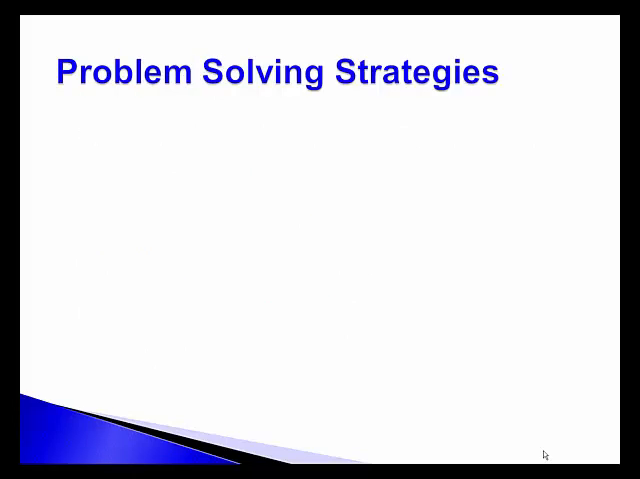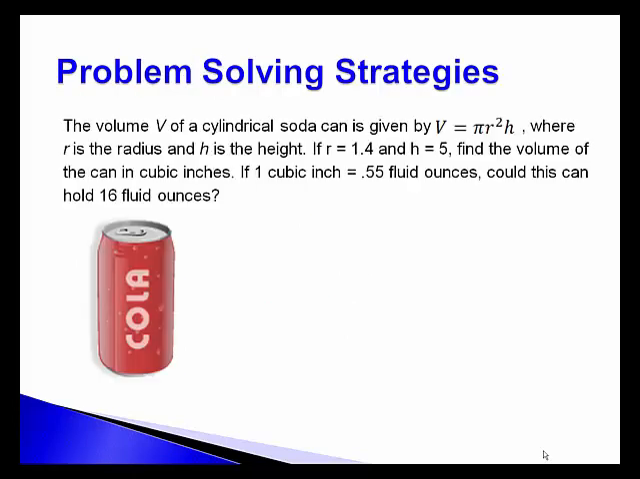Let's look at another type of problem. This one is one where we'll use a formula to solve. This time we have the volume V of a cylindrical soda can is given by V equal pi r squared h, where r is the radius and h is the height. If r is equal to 1.4 and h is equal to 5, find the volume of the can in cubic inches. And then, if 1 cubic inch is equal to 0.55 fluid ounces, could this can hold 16 fluid ounces?